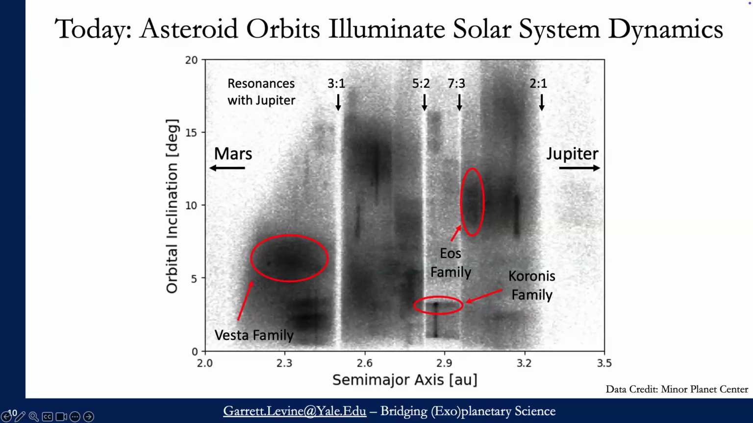bodies. Now, we also see some dark clouds, these overdensities that are called families. And these are the collisional fragments of often ancient but sometimes very recent collisions in the main belt. And these in-progress collisional cascades can help us to understand the collisional physics that may be playing out in exoplanet systems that generate and evolve planetesimals.